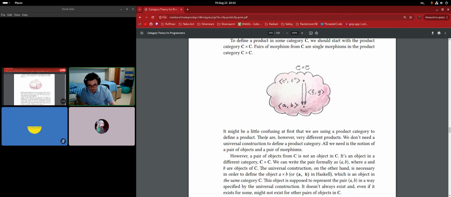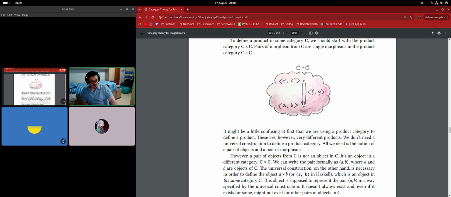It might be a little confusing at first that we are using a product category to define a product. These are, however, very different products, because one of them is using universal construction. The other one is straight up hardcore Cartesian product. You're literally just gluing two categories together, and you're using the same terminology, product, for both. The overloading is real.